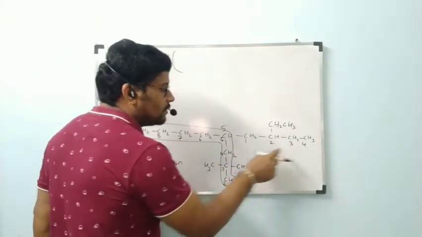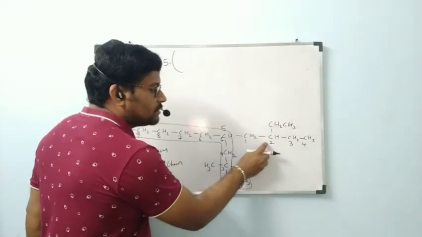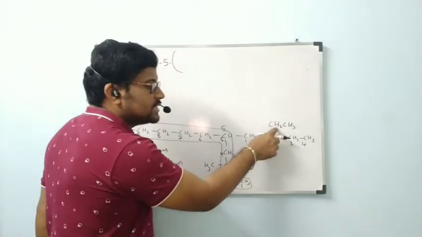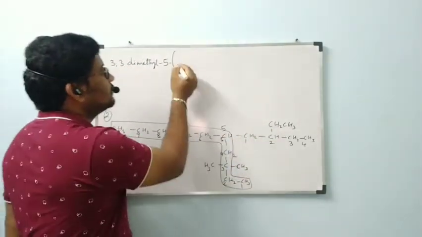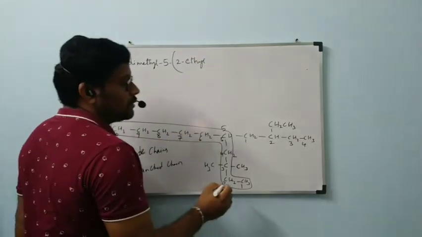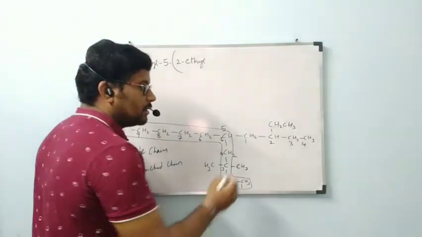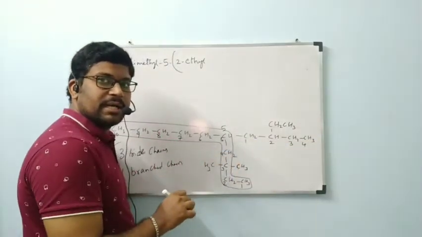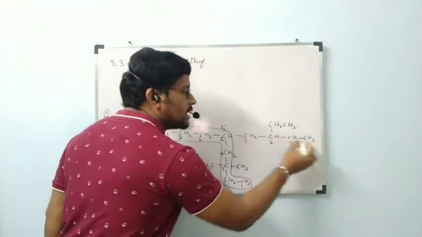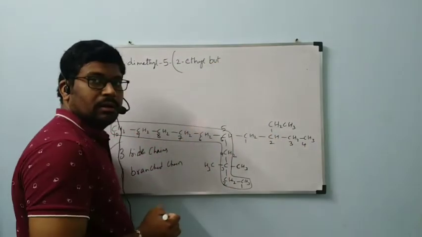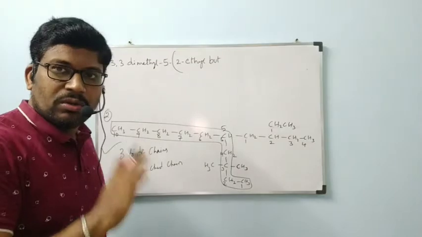1, 2, 3, 4. On which position is the ethyl group present in the side chain? This is an ethyl group only, na? Second position. 2 ethyl. This is the parent chain. In the side chain, again a parent chain. How many carbons does it contain? 4 carbons. But that is not the total parent chain.